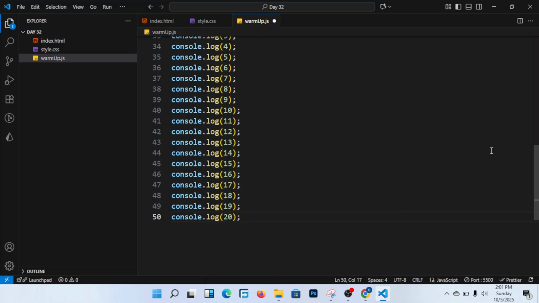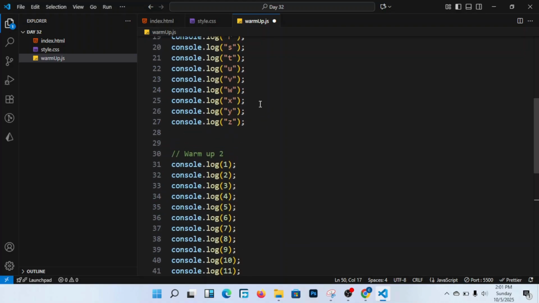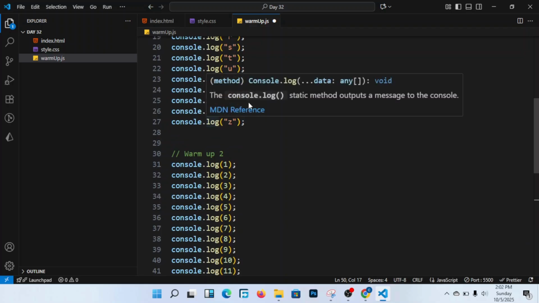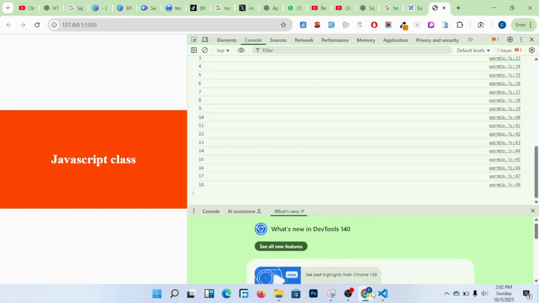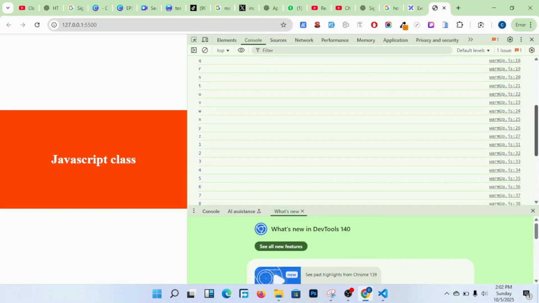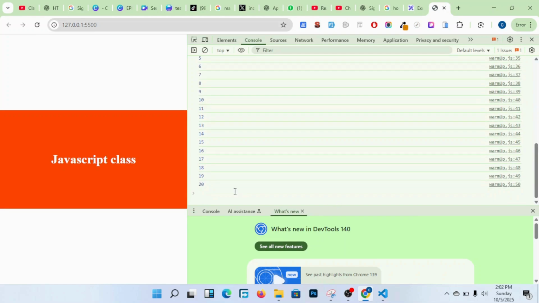For numbers, you see, I'm not putting those quotes, but for letters, you put those quotes. Are you seeing? Okay, so we are now on 20. Are you seeing we are now on 20? Now 30 more to go.